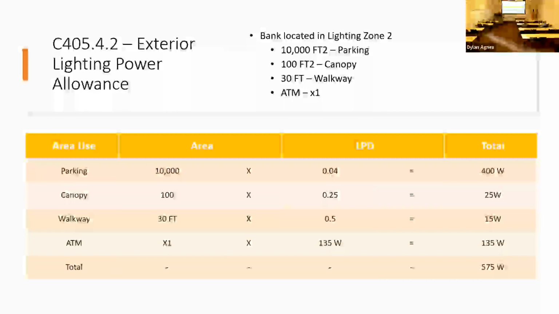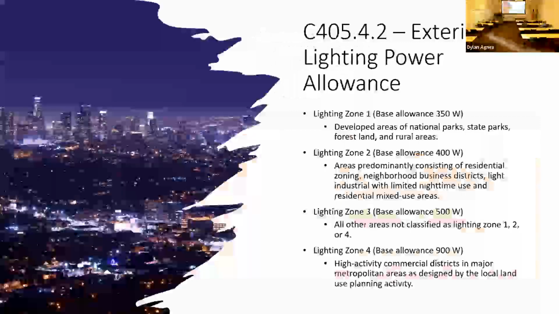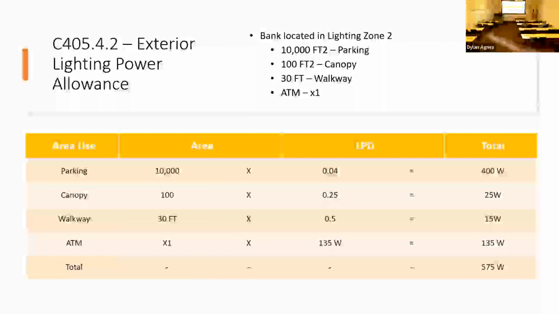So you'll get 135 for the one, and then for each additional one, you'll get an additional, top of my head, I think it's 35. I'll have to go look at it, but it's a constant. And so then that's your total, and that's not including the base use for lighting zone 2. So we have 400 plus 575.